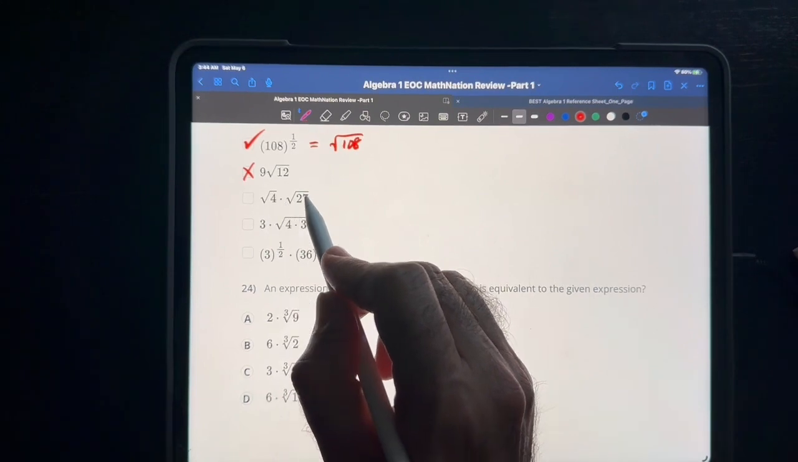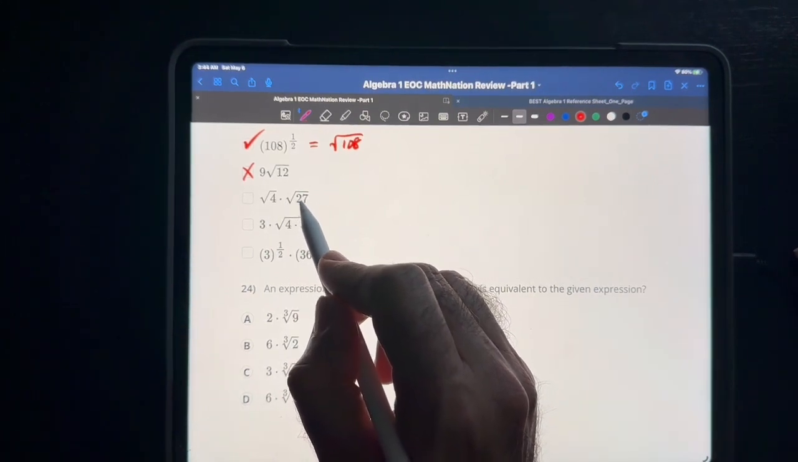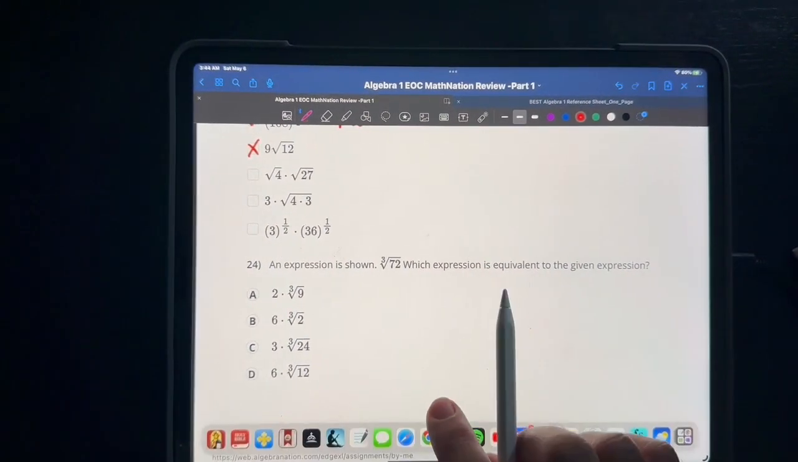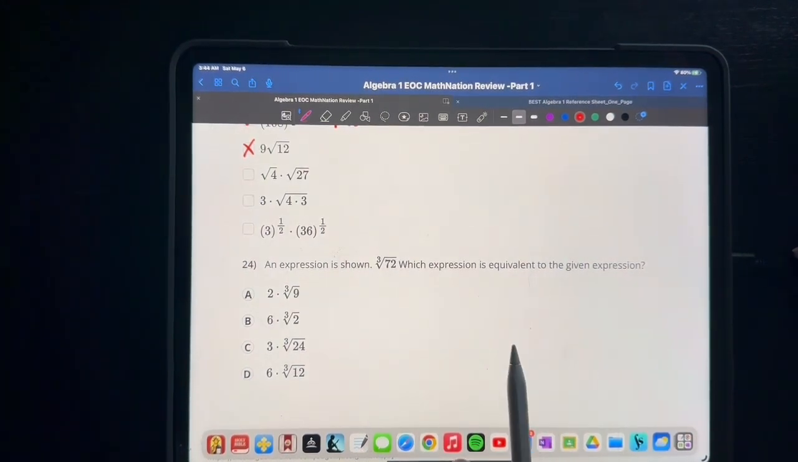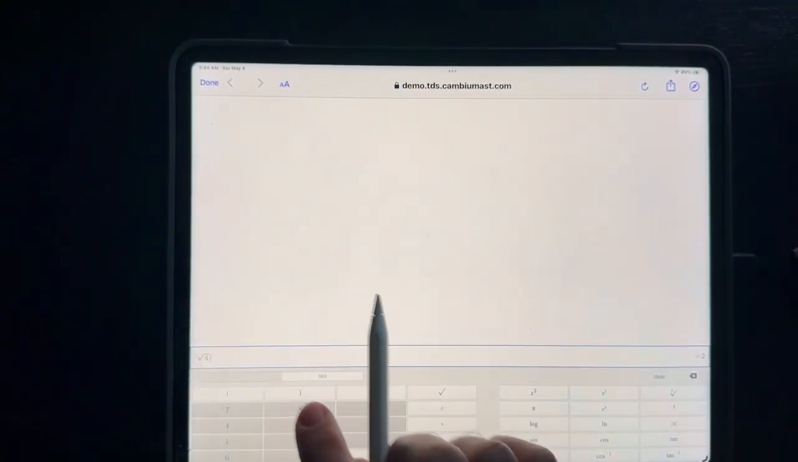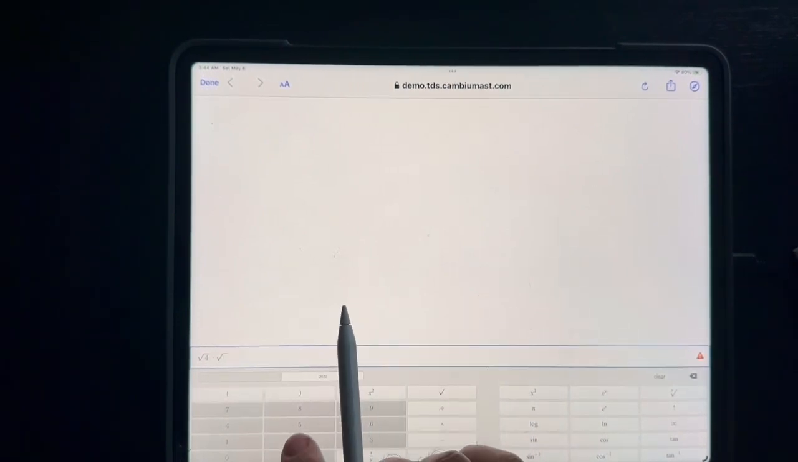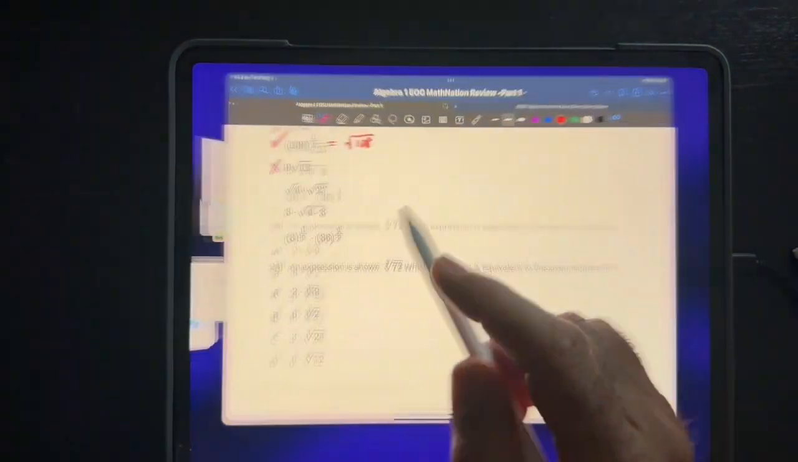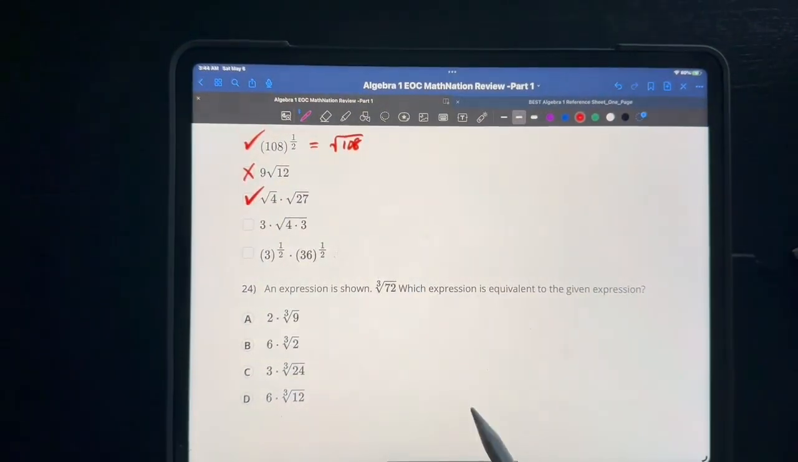Square root of 4 times the square root of 27. All right. So let's do that. As you can see here, you're just making the calculator do all this work, right? So the square root of 4, come out of it, times square root of 27. Boom, that's the magic number we're looking for, guys. 10.39, right? So we know that's equivalent. So we're going to check that.